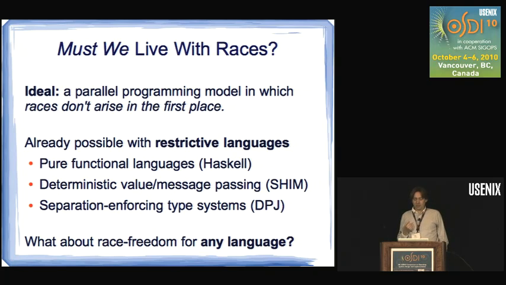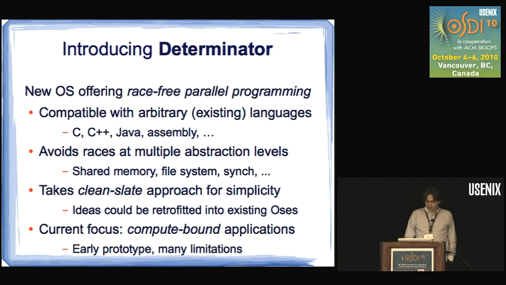There are pure functional languages. There are deterministic message passing languages like Shim. There are languages like Deterministic Parallel Java that use type systems to enforce separation of parallel activities. These are all really interesting approaches. Unfortunately, they mean you have to rewrite all your serial code rather than just parallelize it in an existing language as you might hope to. So, can we achieve naturally race-free determinism for arbitrary languages? And that's the goal of Determinator.